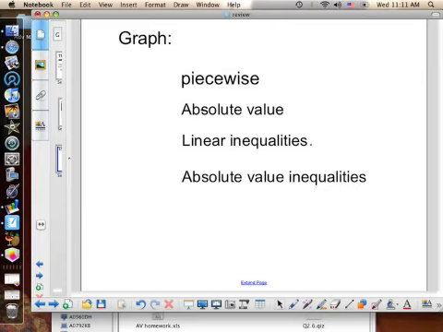The only one you don't have to do are the ones that look like this. That's the step function. The only thing I want you to do is be able to look at the graph of a step function and say that's a step function. That's all I need you to do.